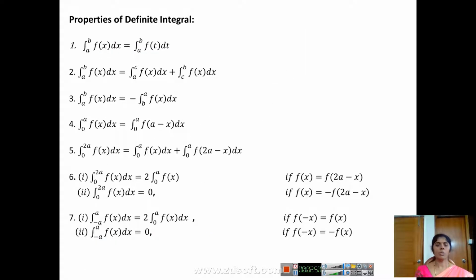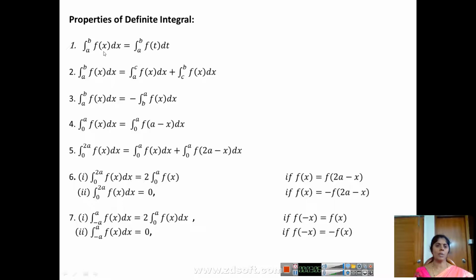So to solve the reduction formulas based on this particular formula, we have to recall the properties of definite integrals. Here I have given the list of properties of definite integrals. Let us go through these properties.